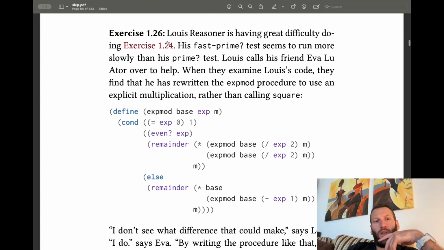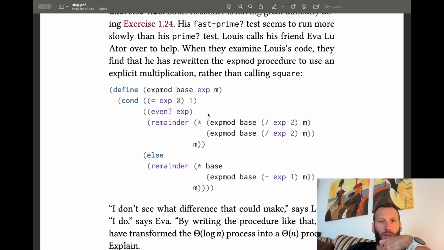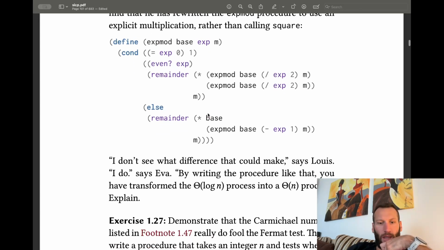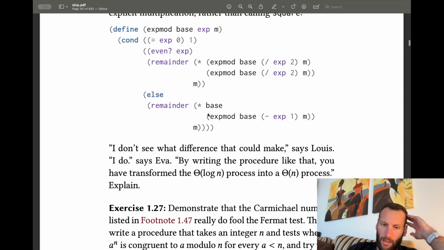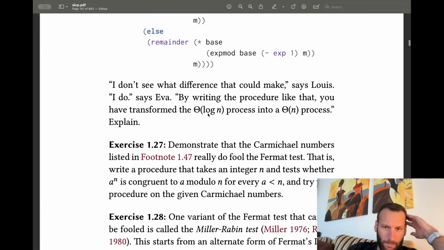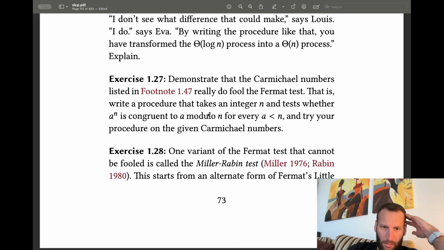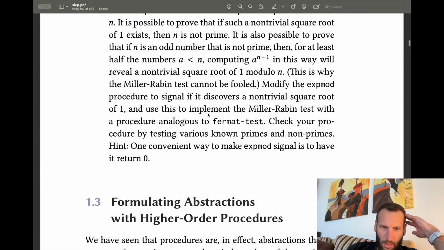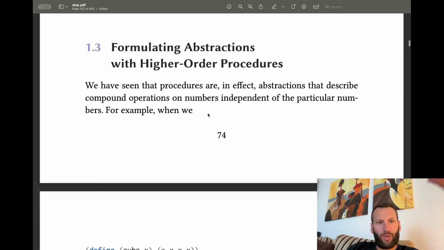Maybe the 1.26 is interesting because it's about optimization and is about a glitch in the definition of a procedure that makes the algorithm run significantly slower than the correct version of it. 1.27 is math. Okay. I think I will stop here.